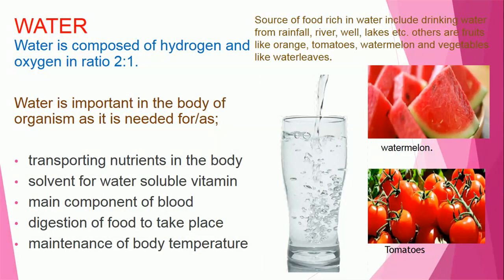Water. Yes, let's talk about water. Water is composed of hydrogen and oxygen in the ratio 2:1. Water is important in the body of an organism as it is needed for the following: 1. Transporting nutrients in the body. 2. Serving as a solvent for water-soluble vitamins.